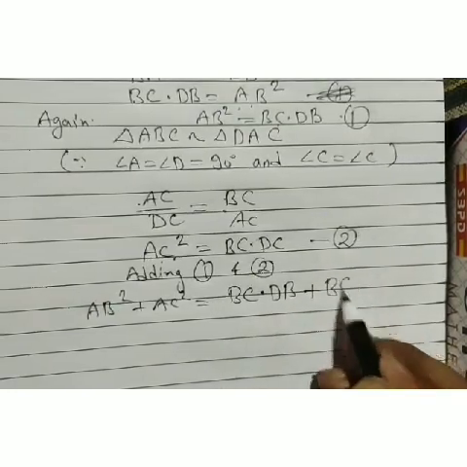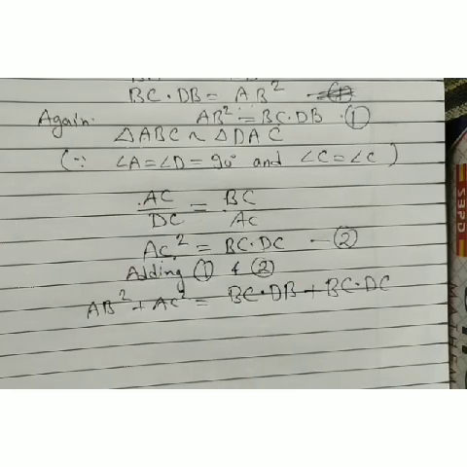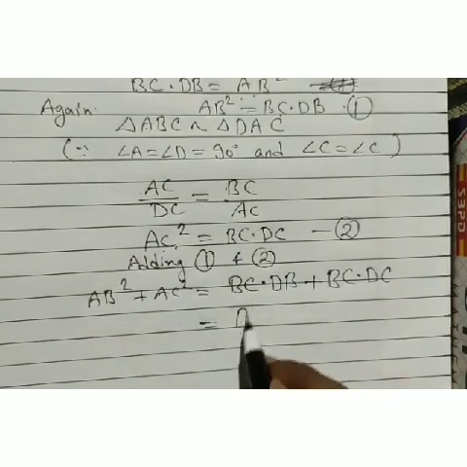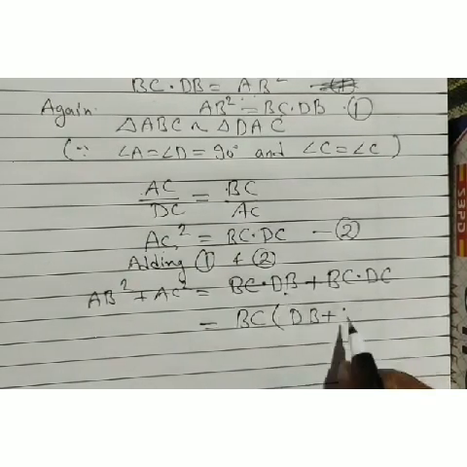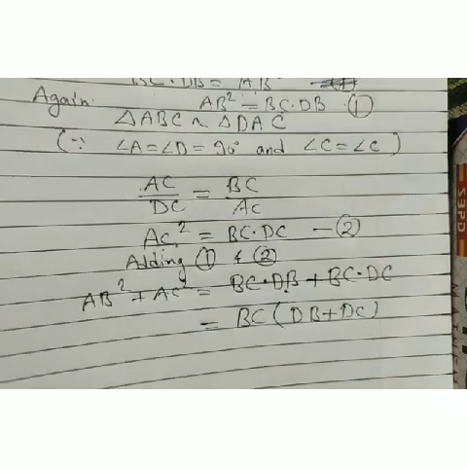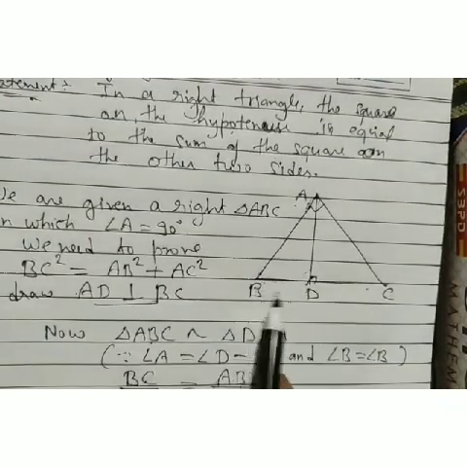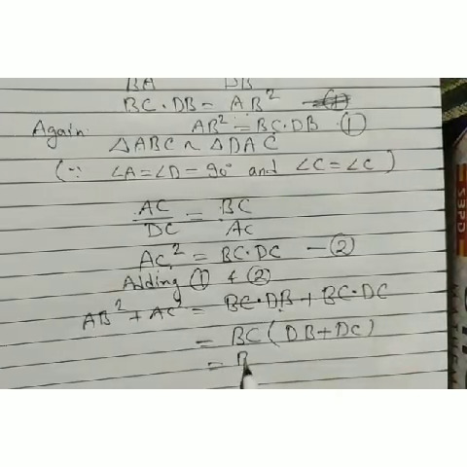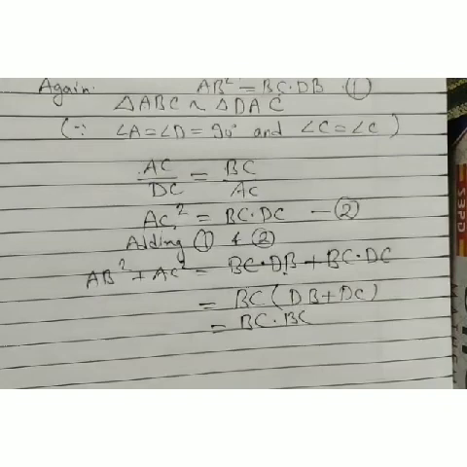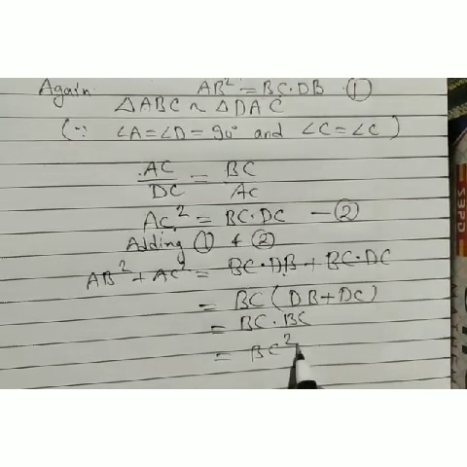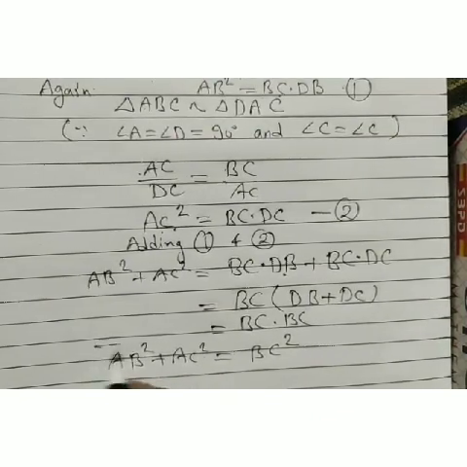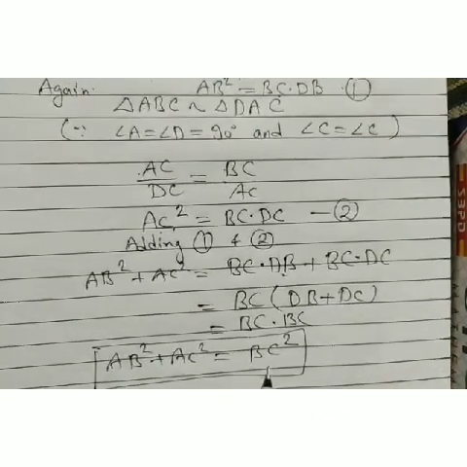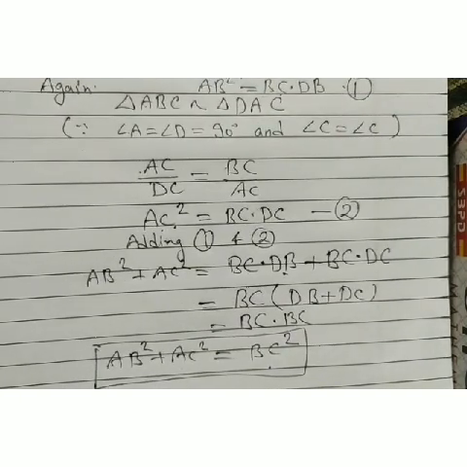plus BC into DC. And what we do, we are going to take our common BC there. Then we have DB plus DC. Now look in the figure, DB plus DC is equal to length BC. Then we have BC into BC, then we get BC square. This is our required result. AB square plus AC square is equal to BC square. Then hypotenuse square equals perpendicular square plus base square.